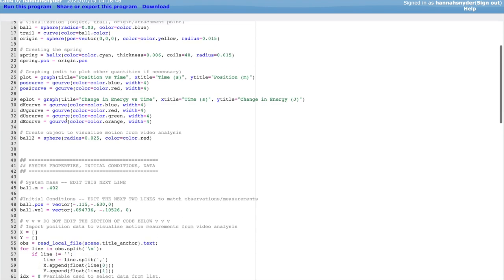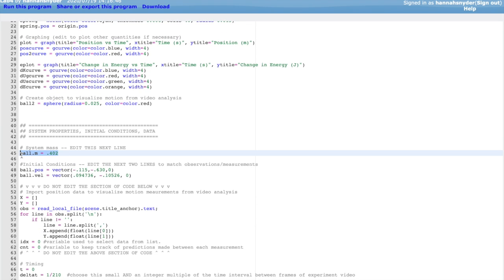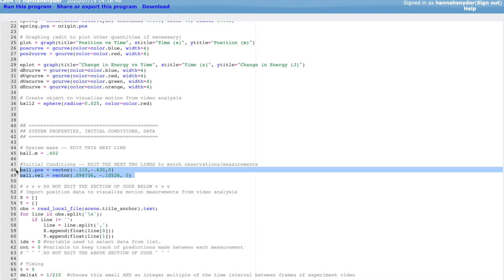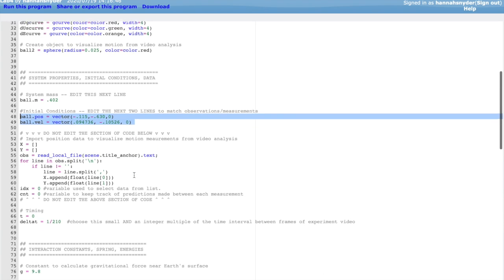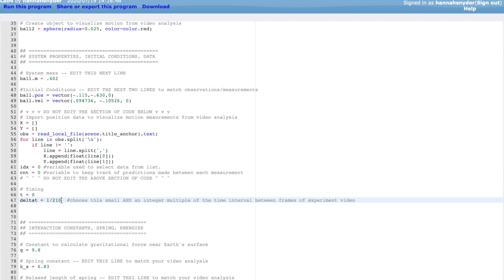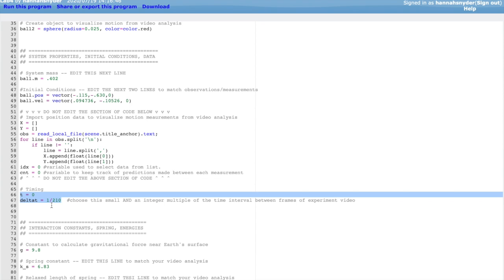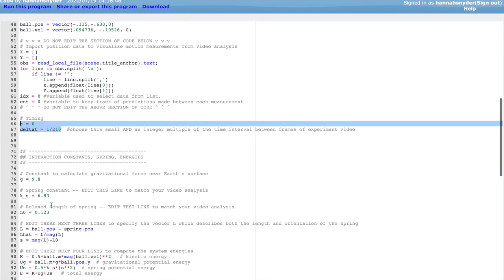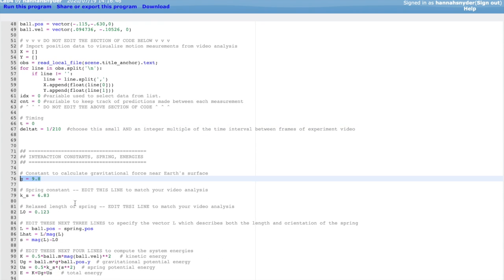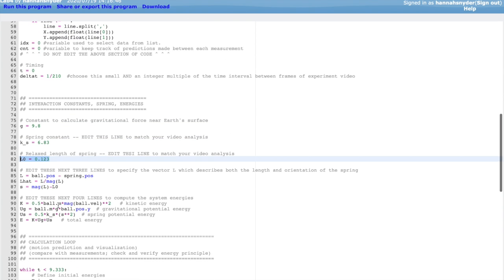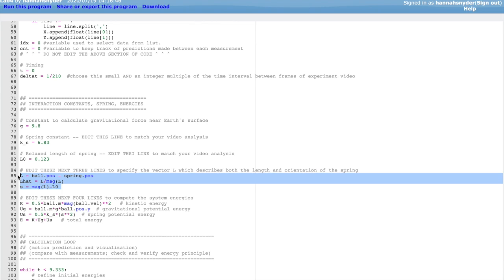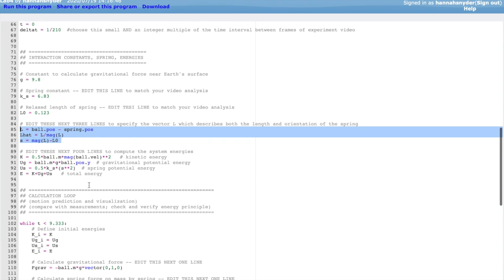Here you can see the updated GlowScript code. The mass was set equal to 0.402 kilograms. The position and velocity were updated based off of the initial from the tracker software. And next, the values for T and delta T. These were not changed because the ones from the starter code were valid enough to keep. The G was set equal to 9.8 newtons per kilogram. The KS and L0 are from the video, the known values. The L, L hat, and S were all set equal to what is known about springs.